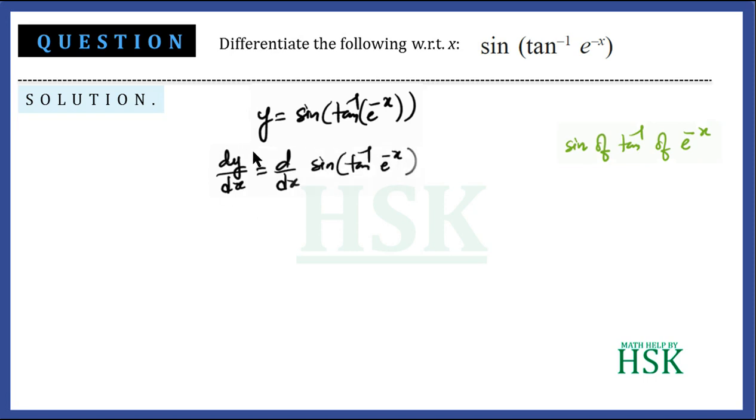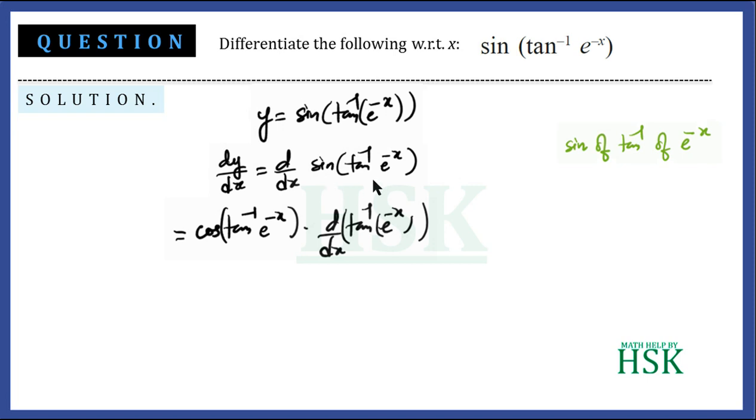So therefore dy by dx is equal to d by dx of sine of tan inverse of e to the power of minus x. Now d by dx of sine x is equal to cos x. Because the differentiation of sine x was equal to cos x, but here since we were differentiating sine of tan inverse of e to the power of minus x, d by dx of sine of tan inverse of e to the power of minus x would be equal to cos of tan inverse of e to the power of minus x into d by dx of tan inverse of e to the power of minus x.